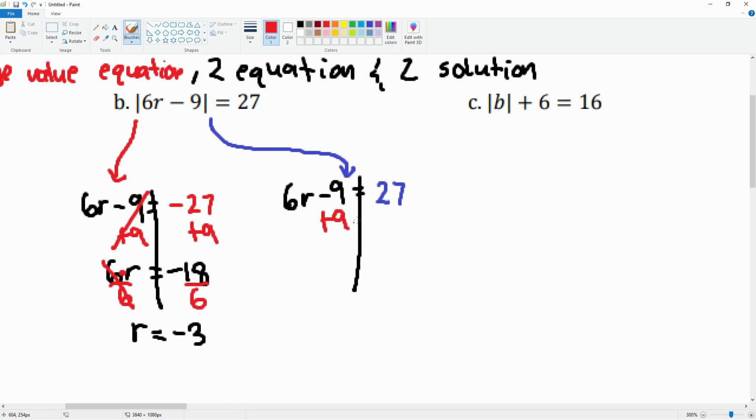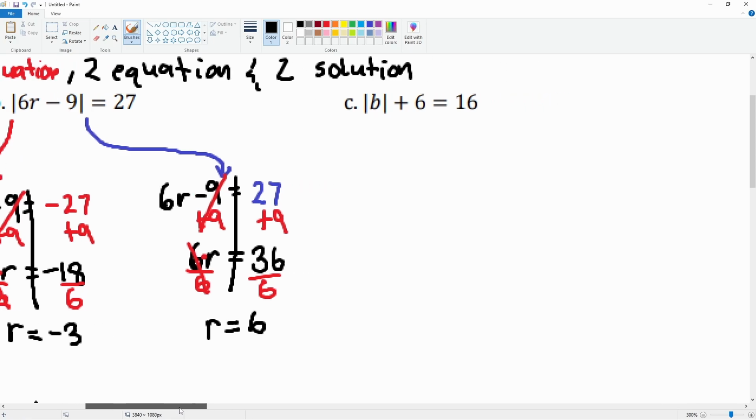The other side, 6r minus 9, we bring that line down the middle. We're going to add 9 to both sides. The -9 and the +9 cancel. We get 6r is equal to 27 plus 9, which becomes +36. That 6 is attached by multiplication, so we're going to divide by 6 on both sides. The 6 over 6 cancels, leaving me with r is equal to 6. 36 divided by 6 is 6. Those are your two solutions.